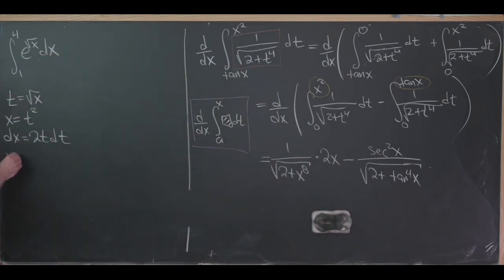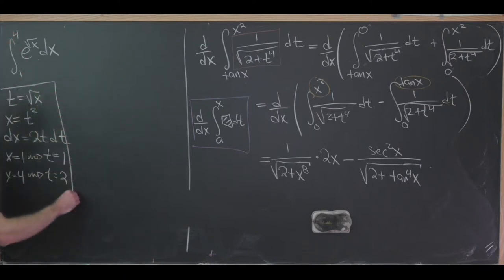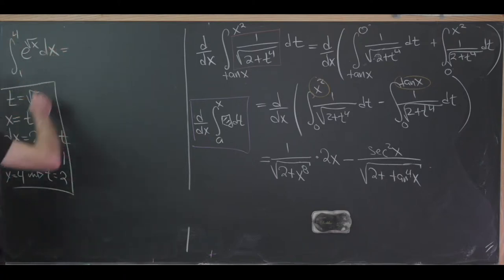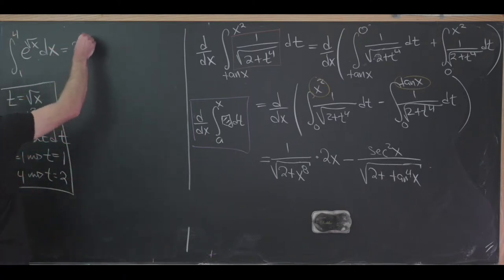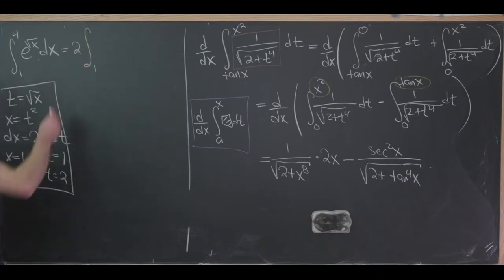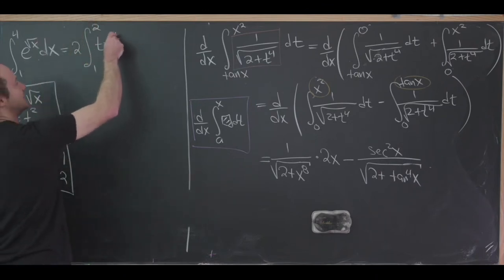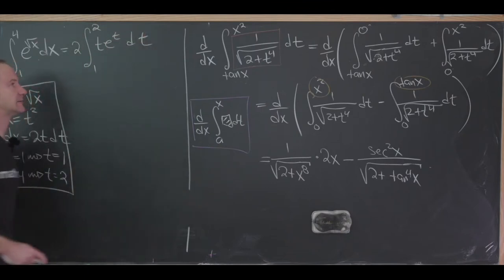Notice that when x is equal to 1, we see that t is equal to 1 because the square root of 1 is 1. And when x is equal to 4, we see that t is equal to 2 because the square root of 4 is 2. Okay, so that's looking good. Now, what do we have? We have 2 times the integral from 1 up to 2 of t times e to the t dt. So we're left with something like this.